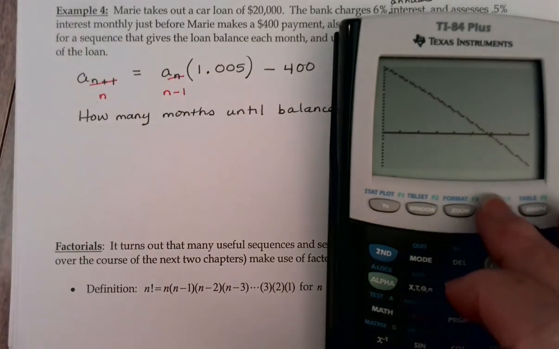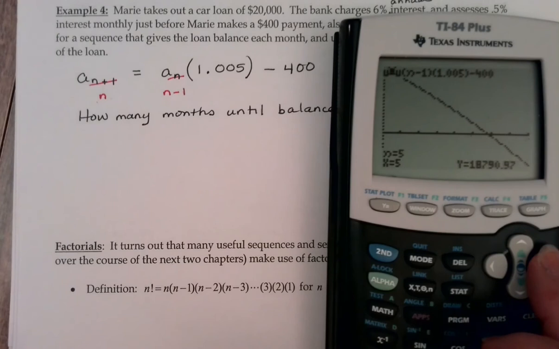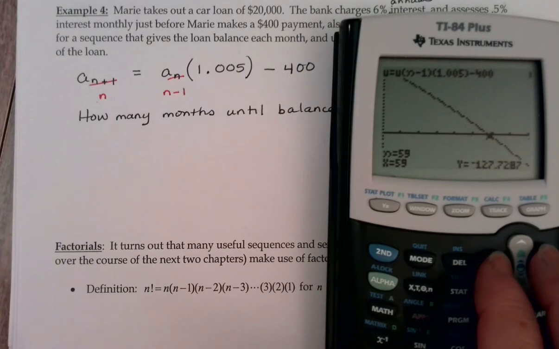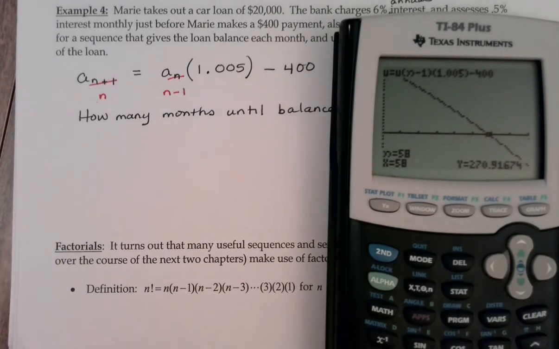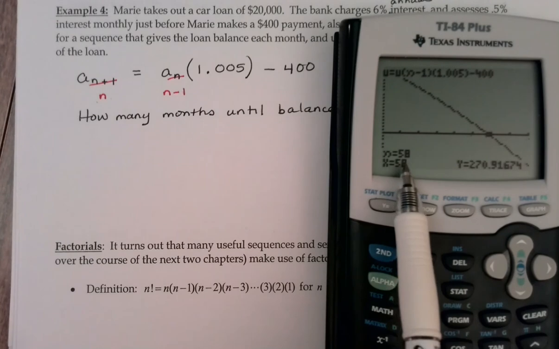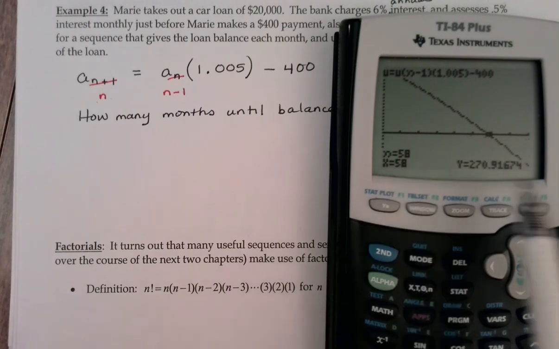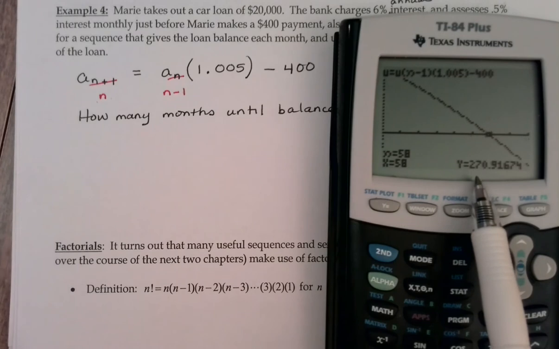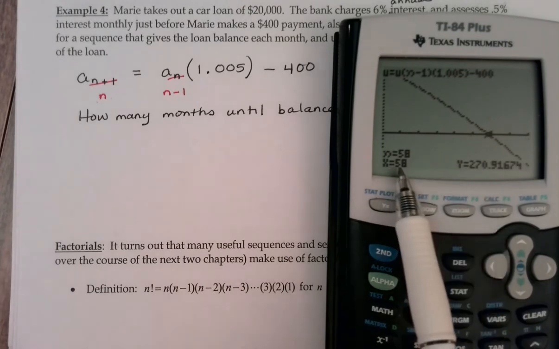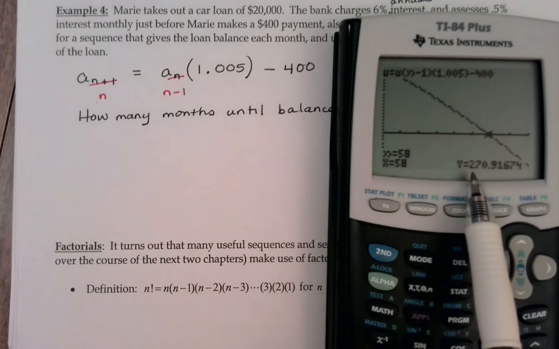I'm going to trace this. What I'm looking for is when the loan amount becomes 0. She still owes $5,200. Still owes $1,800. Here we're getting close though. Ah, there it was. After she's made the 58th payment, when n is 58, she still owes $271 basically. So she's going to have to make a 59th payment, but it's just going to be a partial payment, so she doesn't even owe $400 anymore.